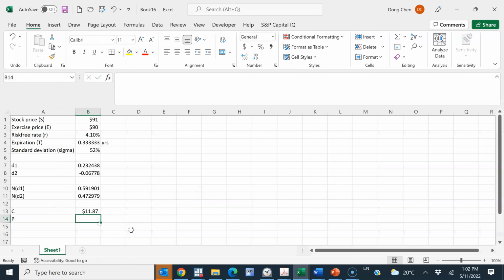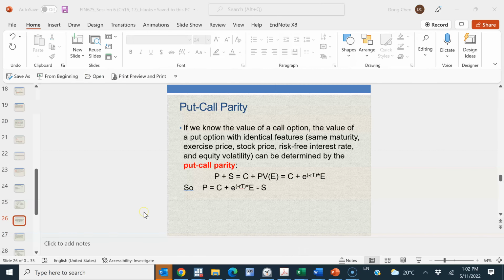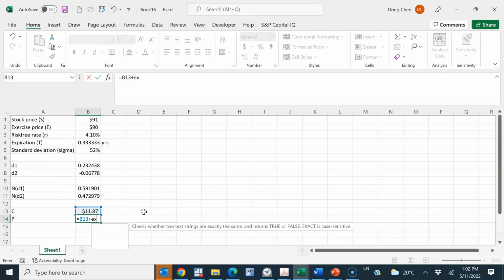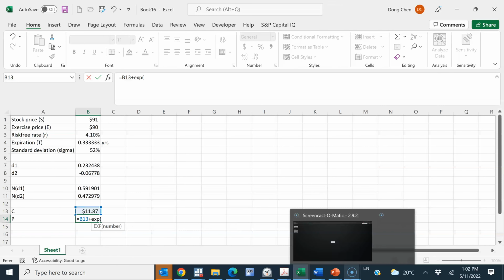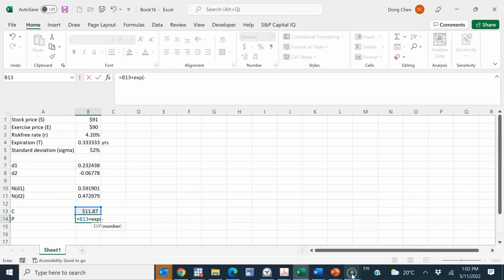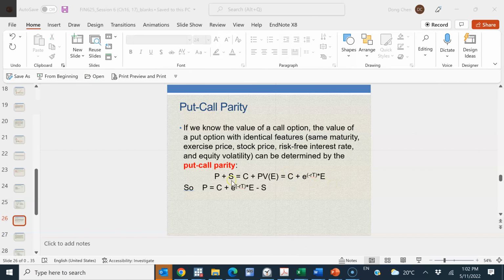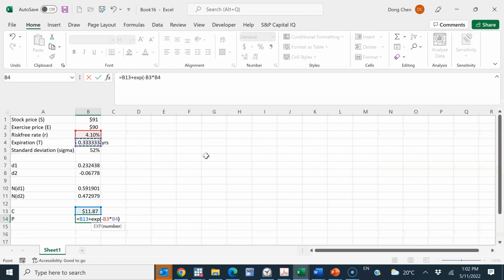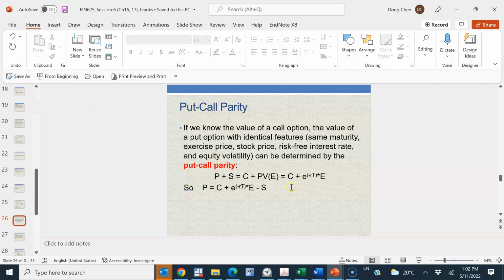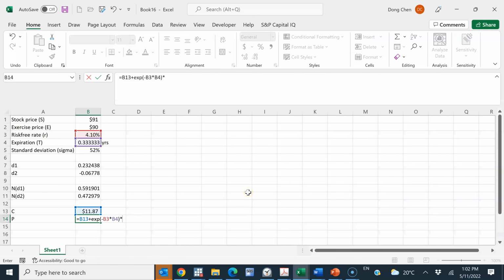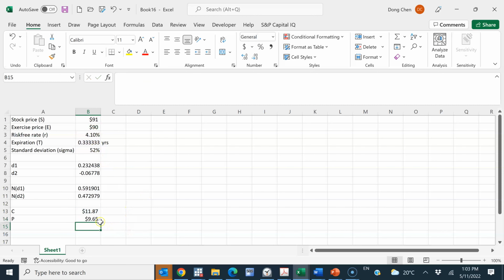So I'm going to use this equation to figure out the put option price. So this will equal to C plus EXP raised to the power of negative R multiplied by T, right? And close that. And then multiply by capital E, which is the exercise price, and finally minus this stock price, right? Stock price. So this gives me the put option price.